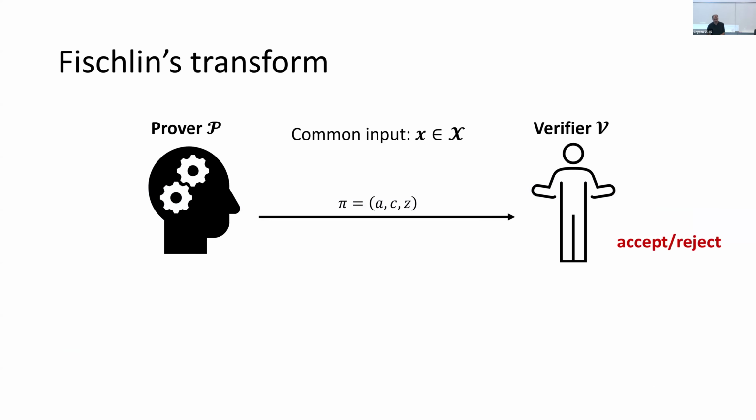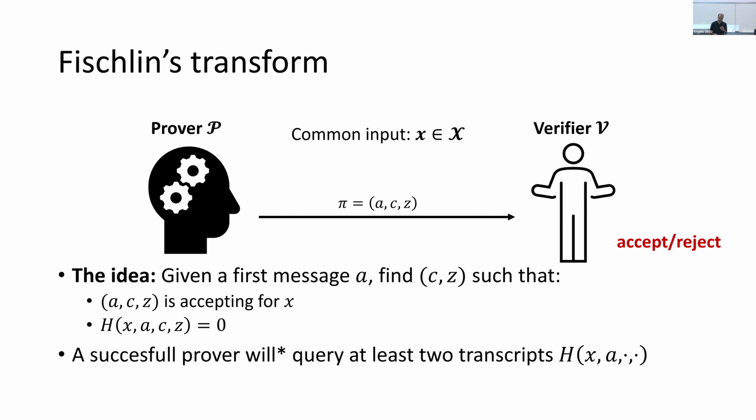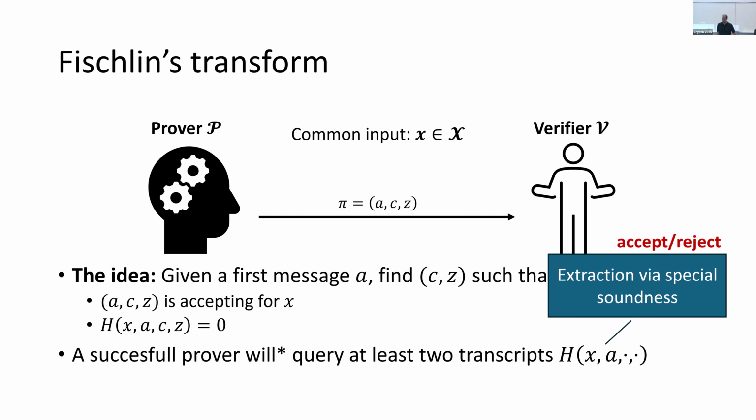So what's the idea? The idea is that, let's say the first message is fixed, the prover has to find a challenge C and a response Z such that it's accepting, and in addition, it hashes to 0. If this hash is good, with, let's say, a random oracle, then a successful prover will have to, with probability 1/2, query the oracle on 2 accepting transcripts that share the same first message. And then you just extract using special soundness.